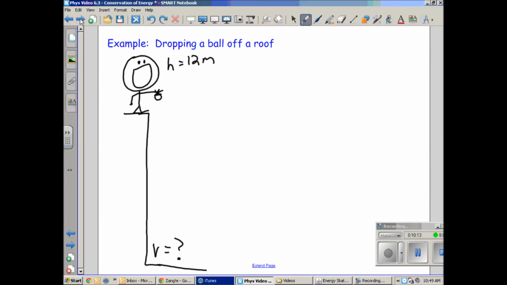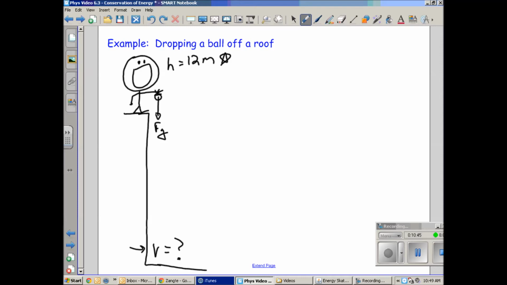Next slide. All right. So let's do an example with some actual calculations. Here we're going to drop a ball off a roof. You're given the height of the ball at the top of the roof. It's 12 meters. And the question is, what's the velocity at the bottom? So the first thing is to identify this as a conservation of energy problem. The only force on it is gravity, which means that there are no non-conservative forces doing work.